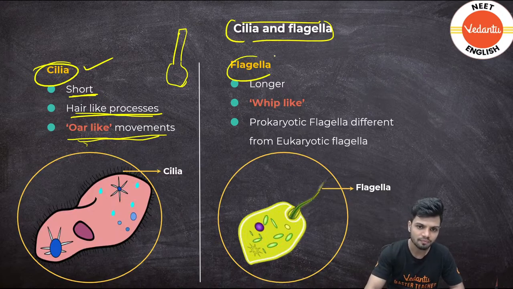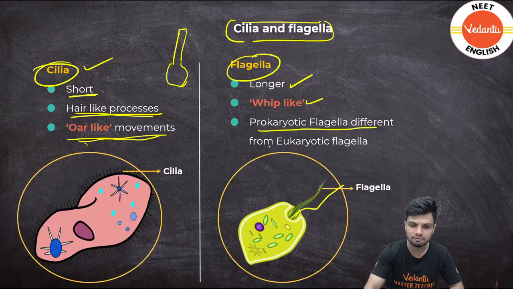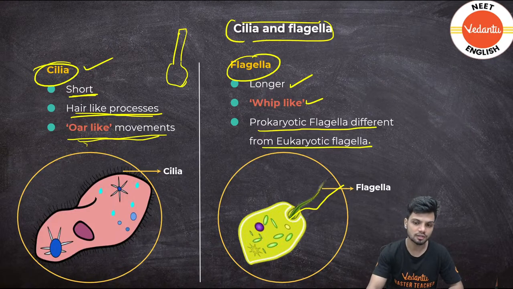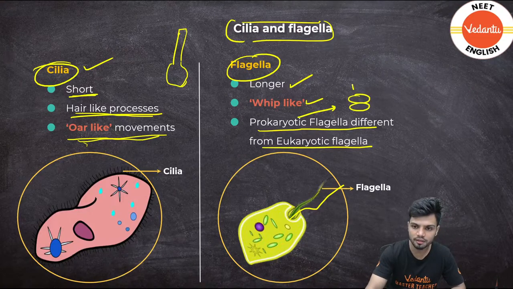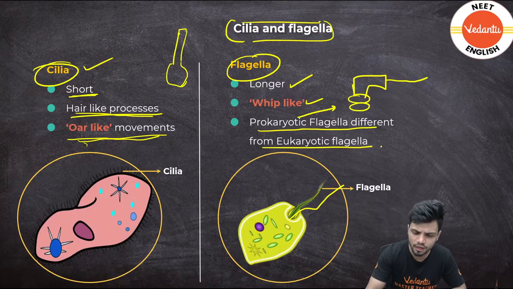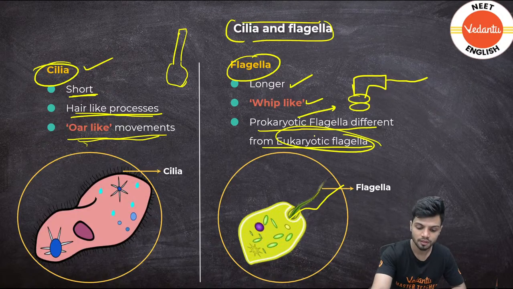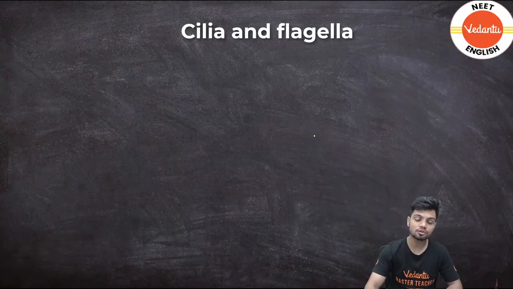While the flagella is a very long, whip-like structure. And the prokaryotic flagella is different from the eukaryotic flagella. Remember in prokaryotic flagella, we learned about the basal body, the hook, and the filament. In the case of eukaryotic flagella, it is completely different. Now let's look at the structure of your flagella here.